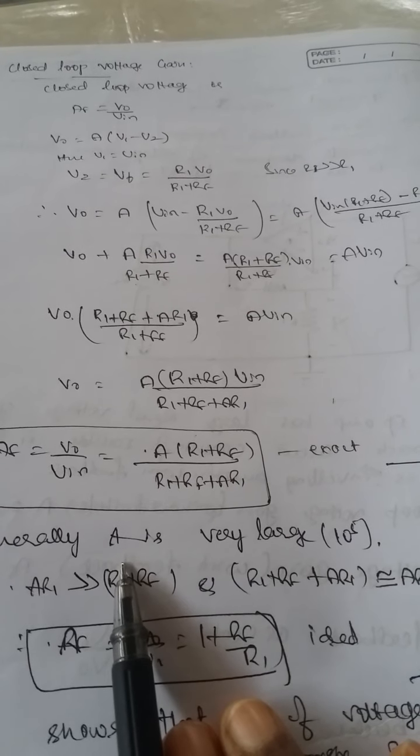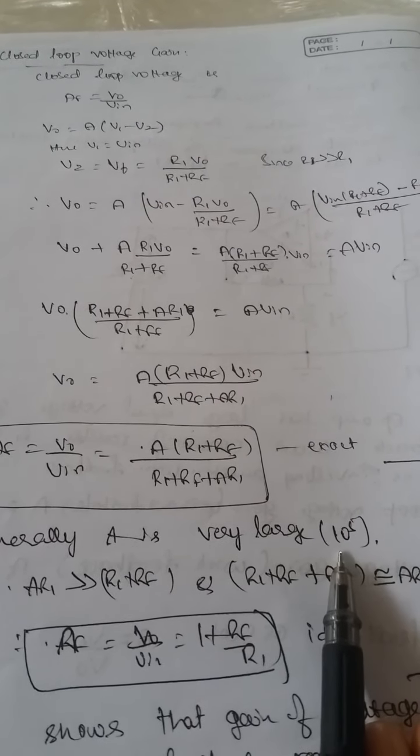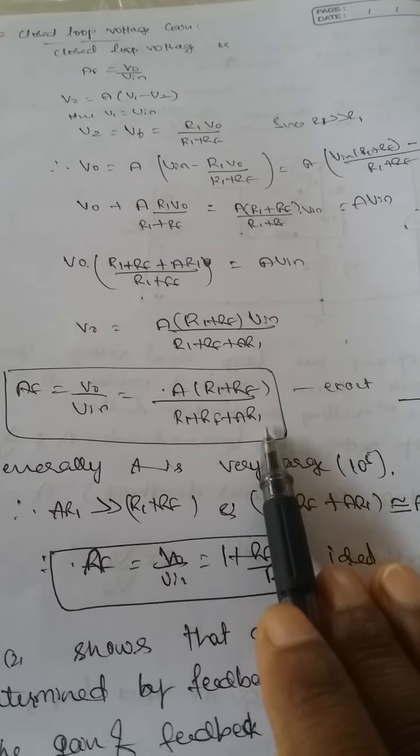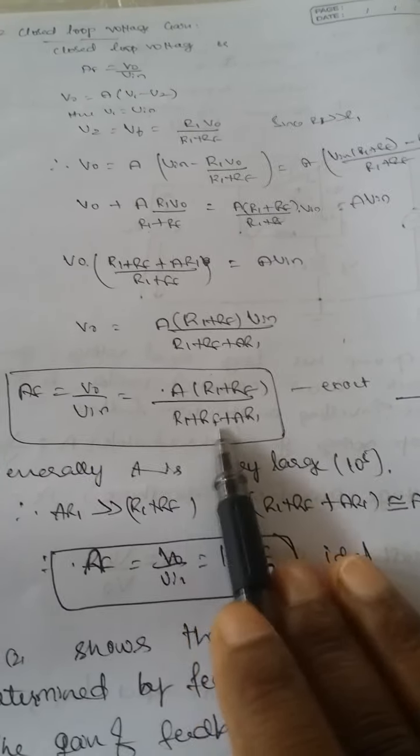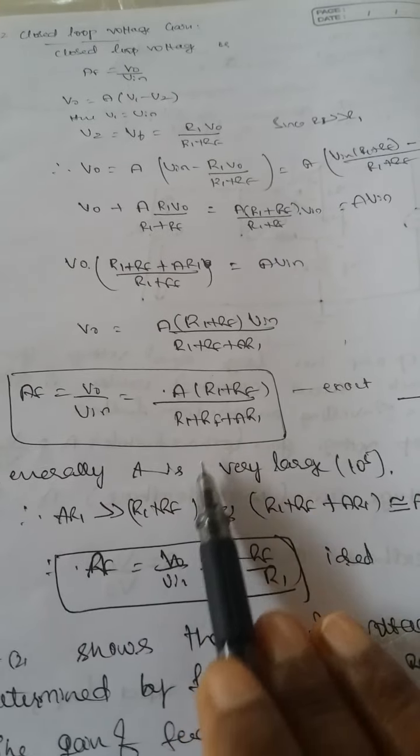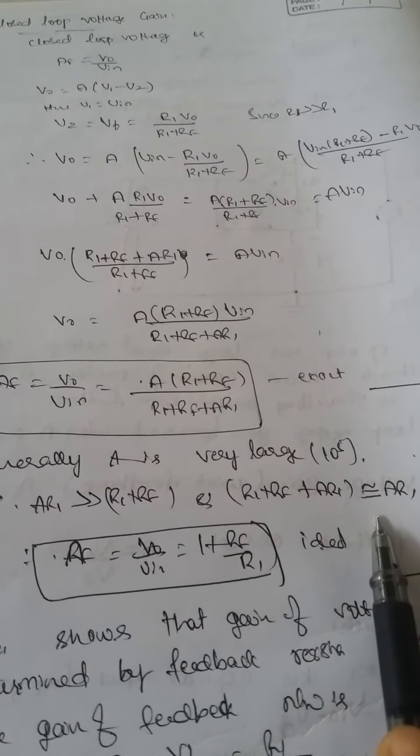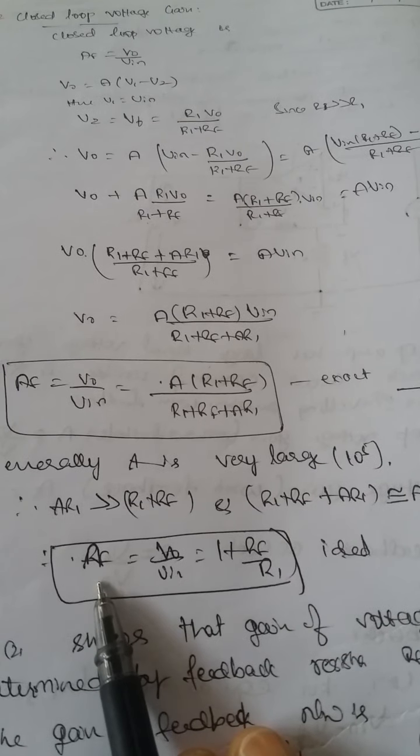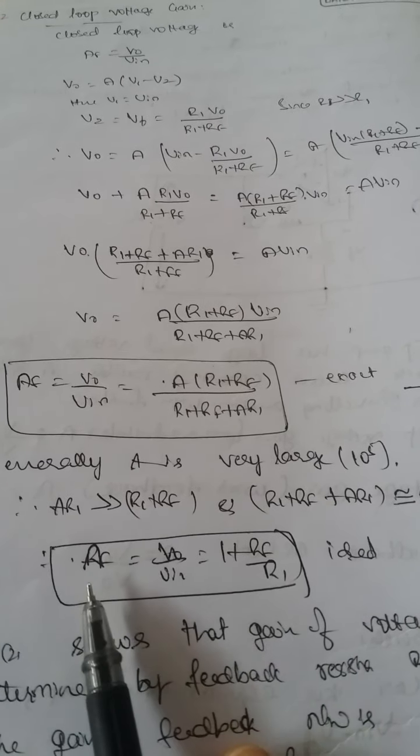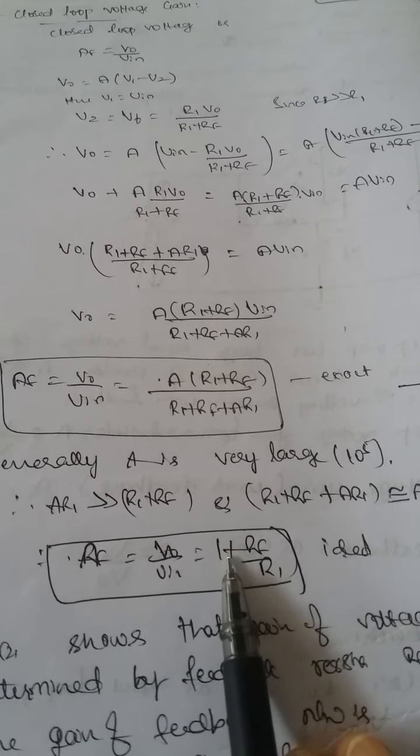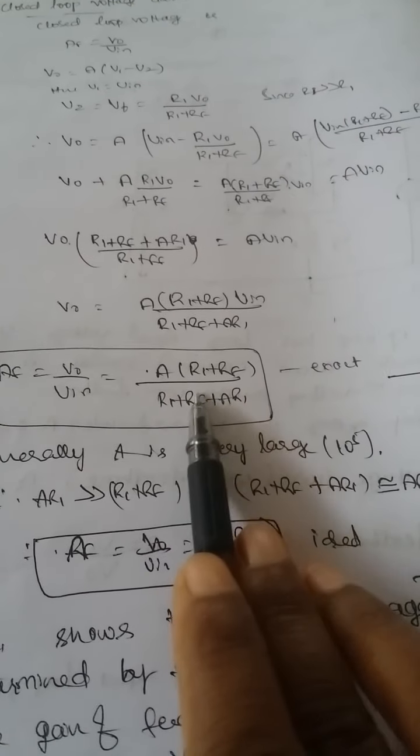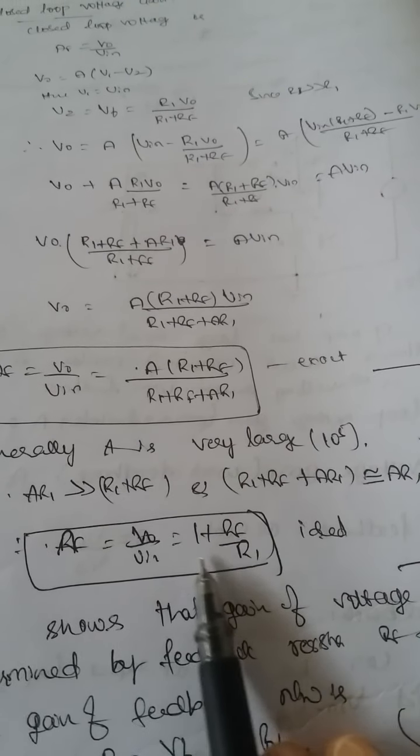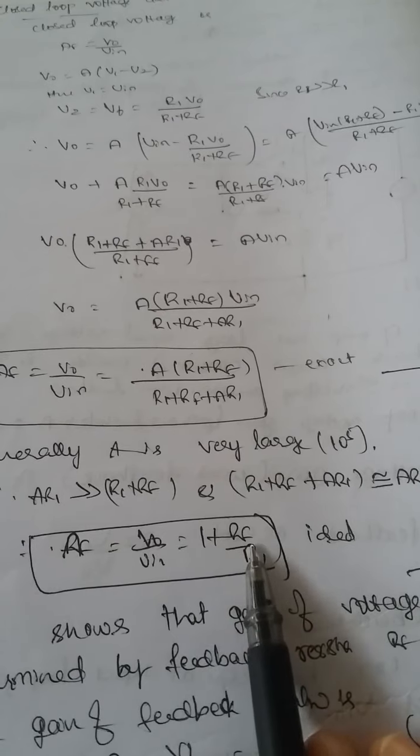But generally open loop gain A is very large, of the order of 10 to the power of 5. So in the denominator of this expression, A into R1 is far greater than R1 plus Rf. So R1 plus Rf can be neglected, and we can write the denominator as approximately A into R1. Applying this assumption, AF is equal to A into (R1 plus Rf) divided by A into R1. A gets cancelled, and after simplifying we get 1 plus Rf by R1.